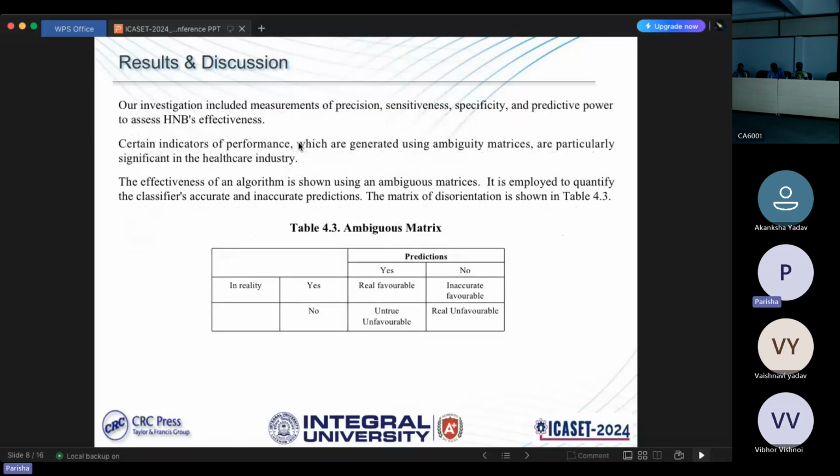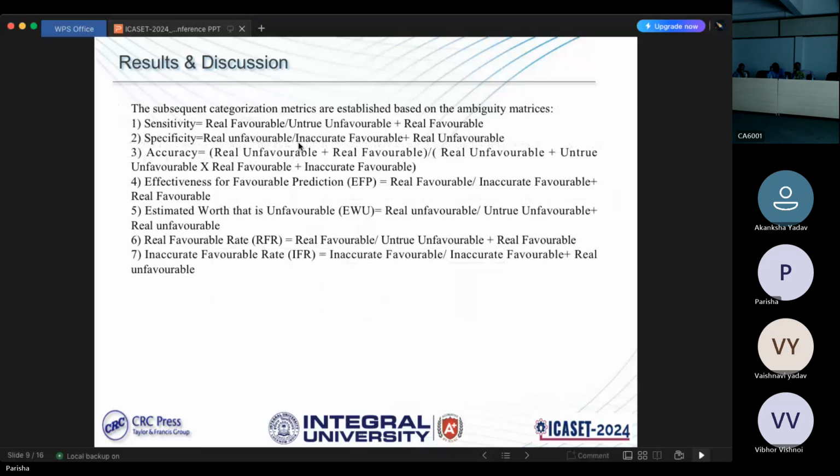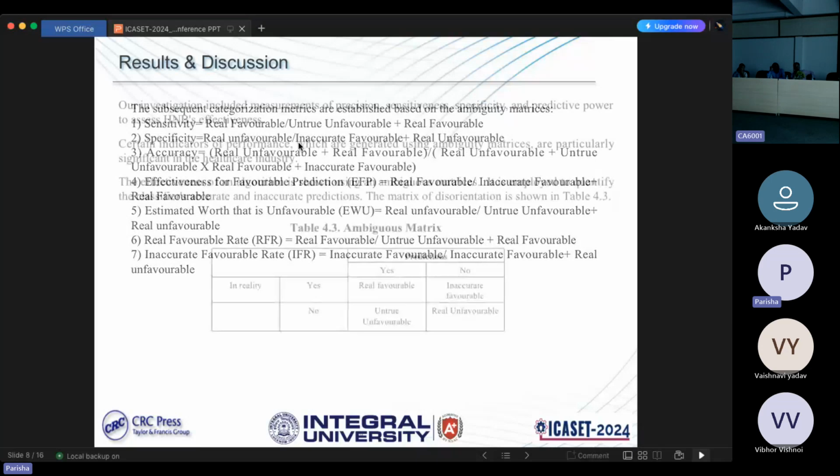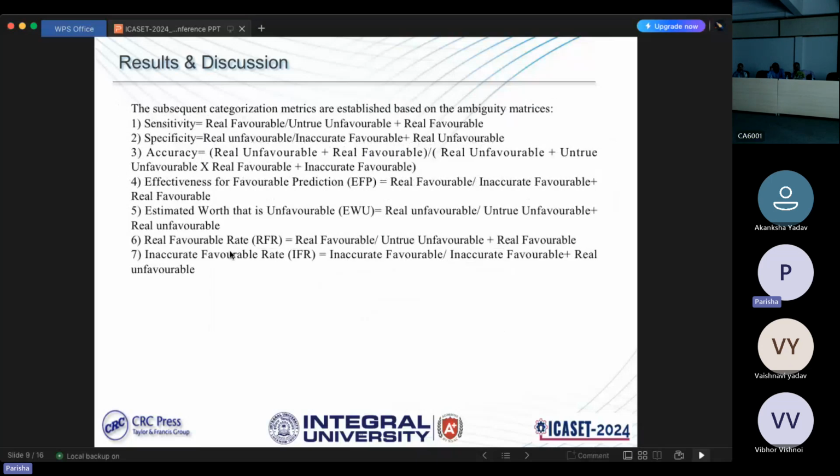So our investigation included measurement of precision, sensitivity, specificity, and predictive power to assess hybrid naive-Bayes effectiveness. Certain indicators of performance which are generated using confusion matrices are particularly significant in the healthcare industry. So these are the confusion matrix terms, that is true positive, false positive, sometimes it is inaccurate positive, and true negative. These are the predictions according to the confusion matrix. These are the subsequent categorization measures that are based on confusion matrices, that is table 4.3.